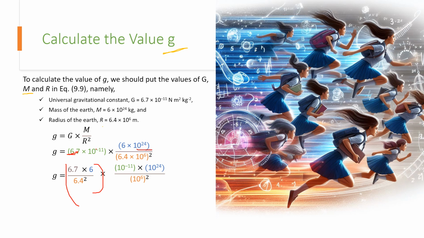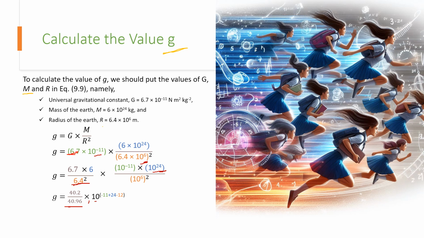10 to the power 24, 10 to the power 6 squared, remember, 10 to the power 11. Now it's easy to simplify. We know the so-called formulas, right? What is this? You know the formula. 6 into 6.7 is equal to 40.2, and 6.4 into 6.4 is equal to 40.96 into 10 to the power.